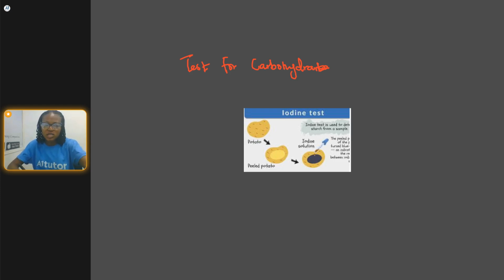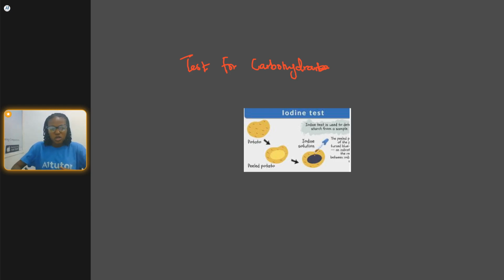Looking at this picture here, you have potato. We are familiar with this potato on the board. It looks like a normal sweet potato. If you peel your potato and add iodine solution to it, you can see what is written there: the iodine test is used to detect starch from a sample. So if you want to test starch, you can make use of iodine solution.